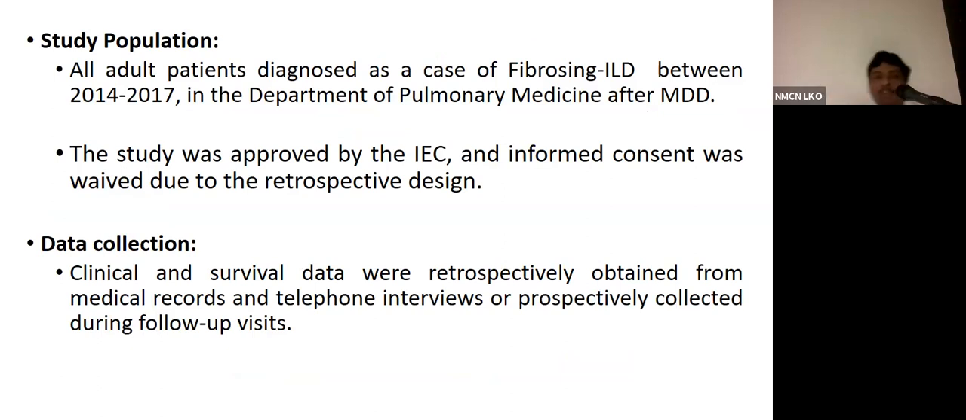So what was our study population? We included all adult patients diagnosed as a case of fibrosing ILD between 2014 and 2017 in the Department of Pulmonary Medicine after multidisciplinary discussion. The study was approved by the Ethical Clearance Committee and informed consent was waived due to the retrospective design. Clinical and survival data were retrospectively obtained from medical records, telephonic interviews, or prospectively collected during follow-up visits of the patients.